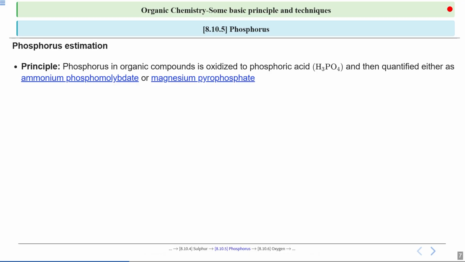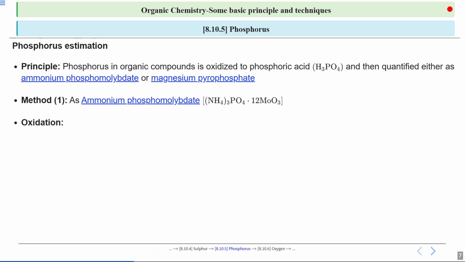So this phosphoric acid is then quantified either as ammonium phosphomolybdate or magnesium pyrophosphate. This process helps us to measure the amount of phosphorus present. Then we are introduced to the first method of phosphorus estimation, which involves forming ammonium phosphomolybdate. This compound is represented by the molecular formula (NH4)3PO4.12MoO3, which is molybdate. So this method is one way to quantify the phosphorus content.